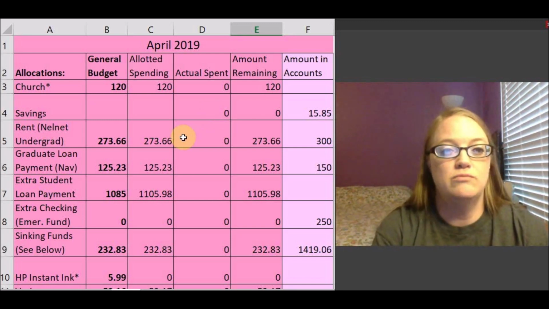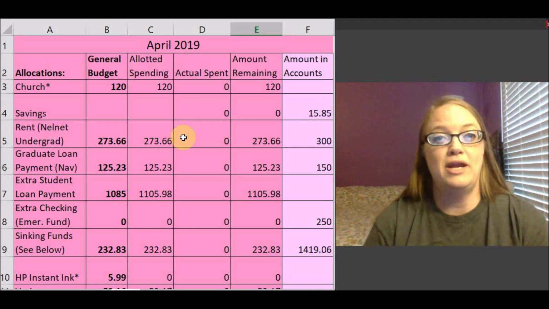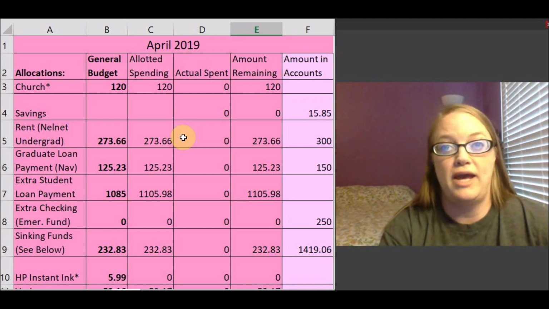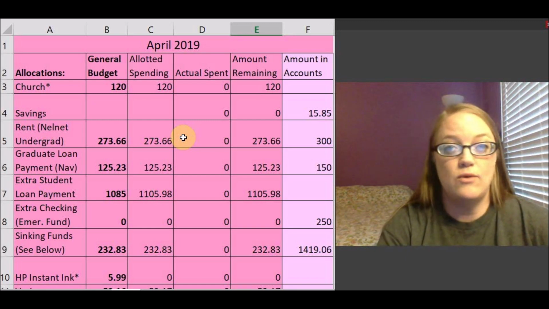My undergraduate, or rather my rent payment that I pay in lieu of paying my parents' rent, because they are paying for my undergraduate loans, is $273.66, and that will not change.